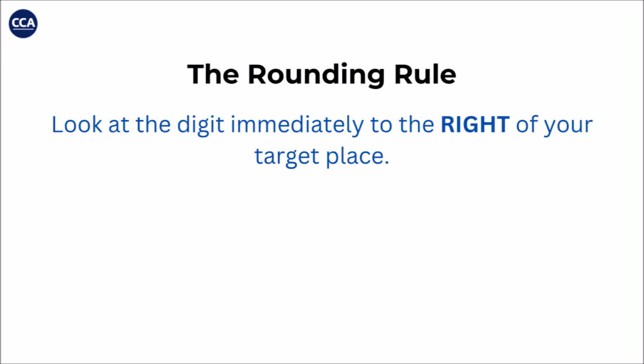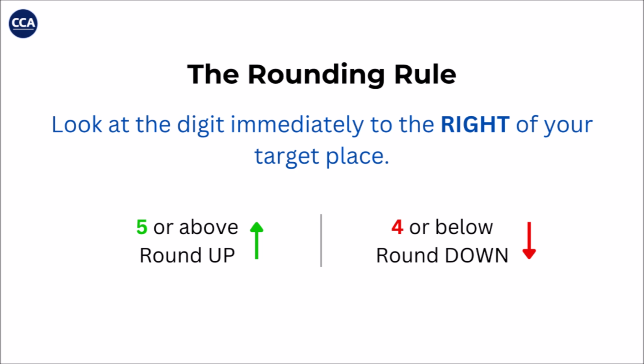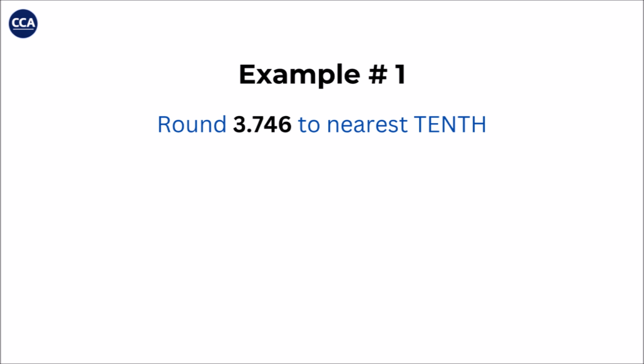Here is the rule that never changes. Look at the digit immediately to the right of the place you are rounding to. If that digit is 5 or more, round up. If that digit is 4 or less, round down. Keep the target digit the same. This is called the 5 and above rule. Memorize it.